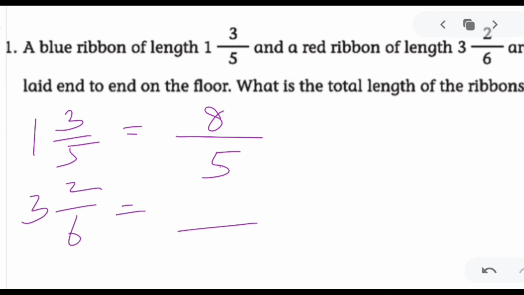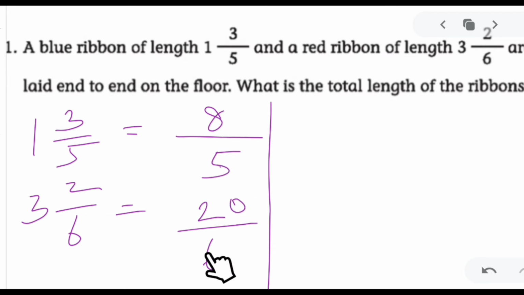Next, 3 2 by 6. First write the same denominator, then multiply. 3 6s are 18, 18 plus 2 is 20. So 20 by 6.